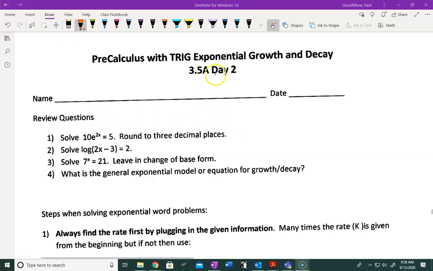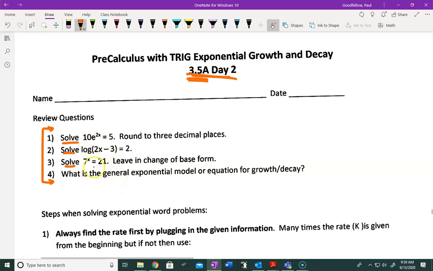Okay, I'm going to try and make this video a little bit shorter than the last time. I know we had a lot to talk about on 3.5, but here comes 3.5a, day number 2. And again, we'll hit these review questions relatively quickly to make sure that you've got some concepts that are going on. Ultimately, key word on every single one of these first three is the word solve.